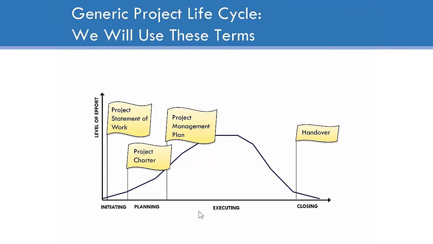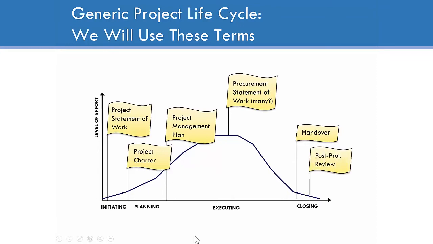Similarly, planning, you're doing some planning while you're initiating. You're also doing planning and replanning while you're executing. And of course, the process group of monitoring and controlling definitely isn't a phase, because it goes on all the way from initiating through to closing. Oh, and we'll also be looking at the procurement statement of work. There could be one, or there could be hundreds of them, and the post-project review will be focusing on in others of these video clips.